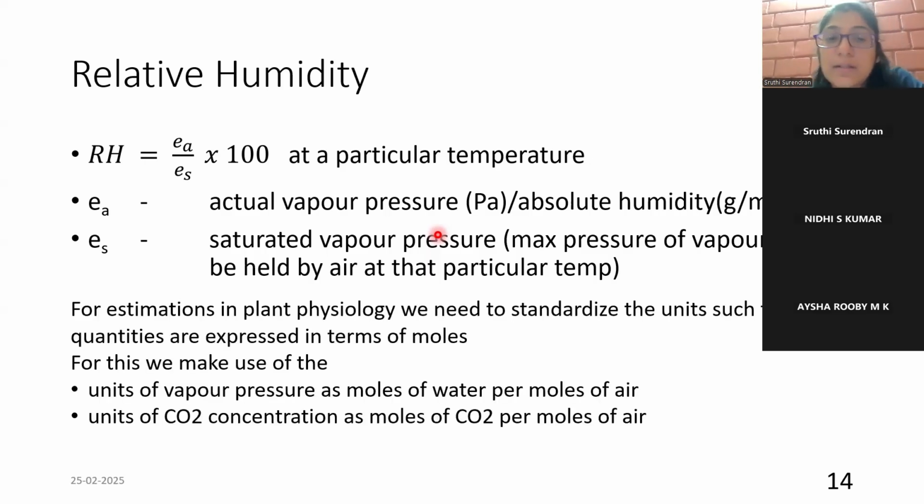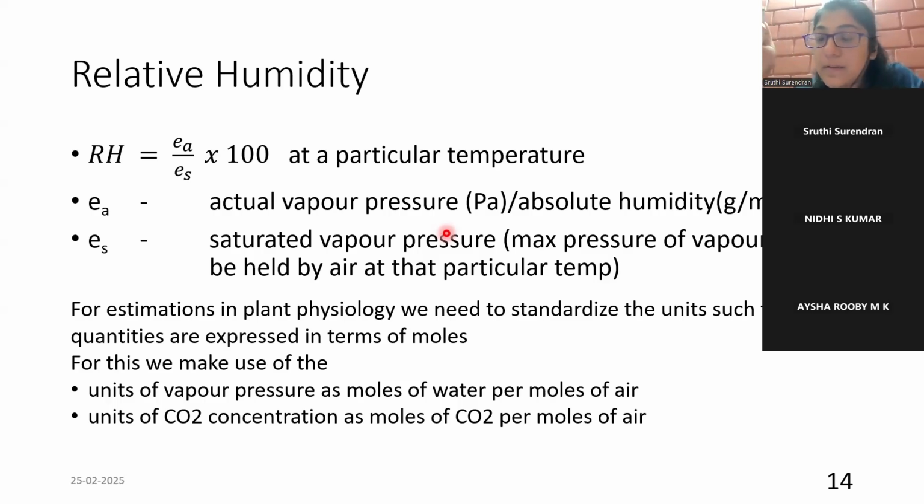So for estimations in plant physiology, we need to standardize the units. Generally, the vapor pressure quantities are going in, if you consider a leaf and if you consider one stomata, I'm sorry if I'm using the wrong term, I'm not very familiar with which is singular and which is plural. So for the ease of it, I'll say stomata.